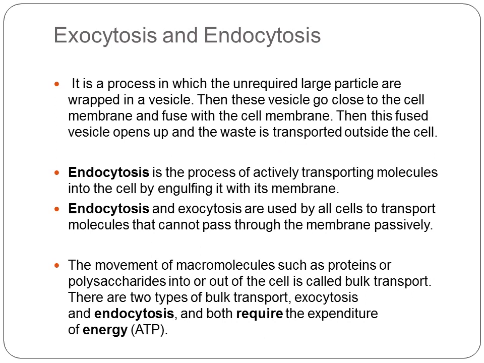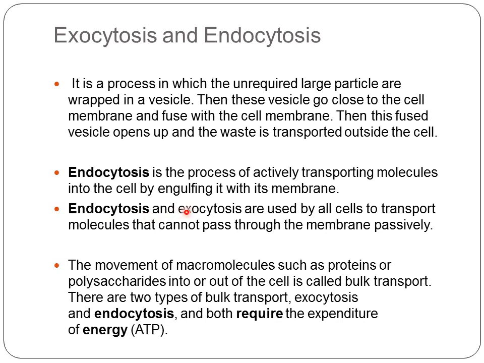So this is what is happening in exocytosis. Endocytosis is the process of actively transporting molecules into the cell by engulfing them with its membrane. Endo means you are engulfing the substance within the membrane, and exo means you are making a large vesicle of unrequired large particles. It fuses with the cell membrane and the vesicle opens, releasing the waste outside the cell. That is exocytosis. And endocytosis is engulfing it within its membrane.